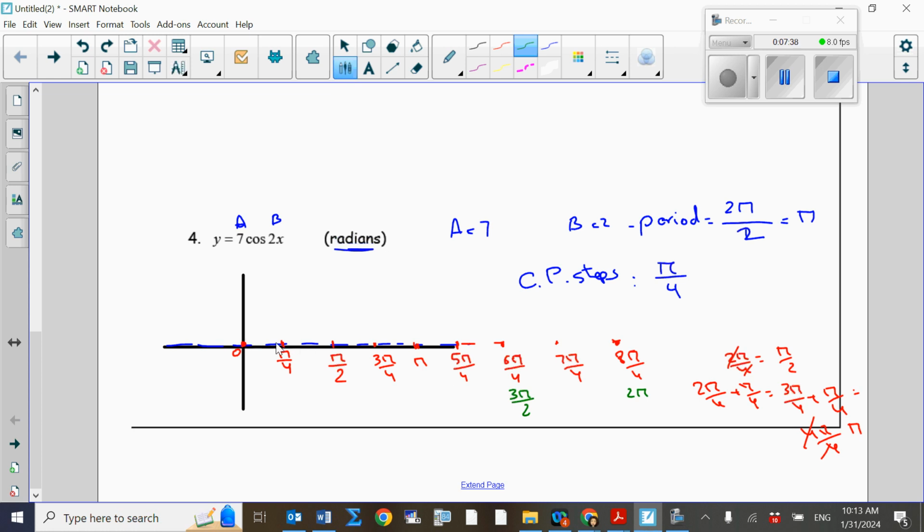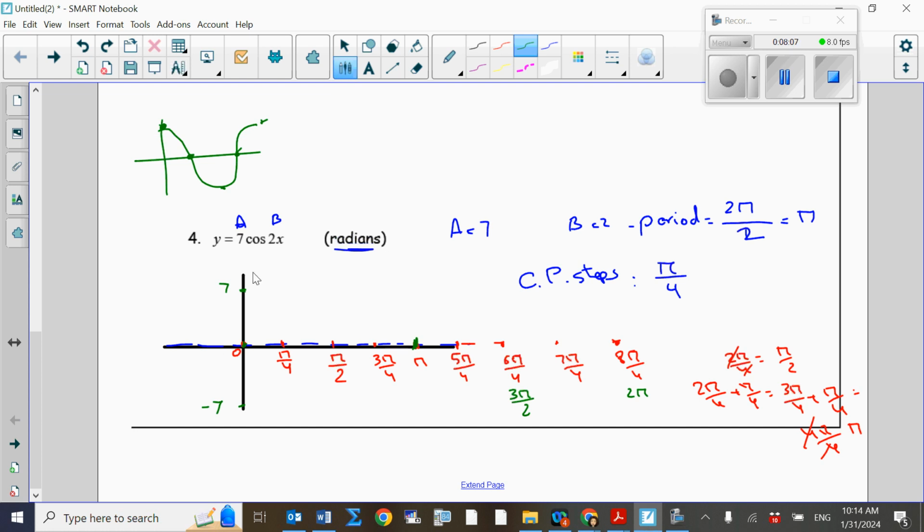So one cycle is going to be 1, 2, 3, 4 pieces. So from here to this point is one cycle. We know that cosine looks like this. It starts with a high point: high, mid, low, mid, high. The amplitude of the function is 7. So from the sinusoidal axis, we're going to go 7 up and 7 down. At -7 is our lowest point.